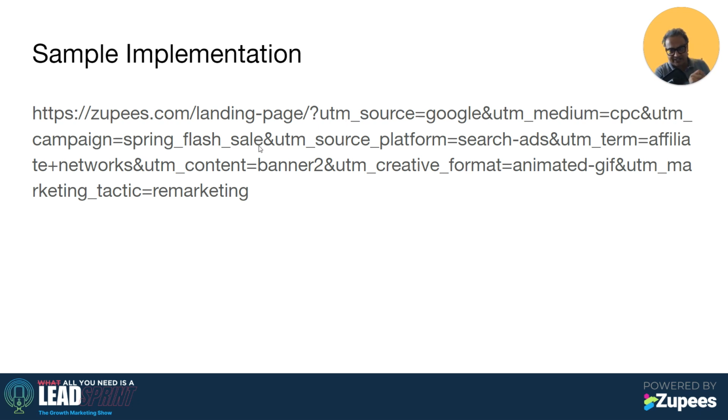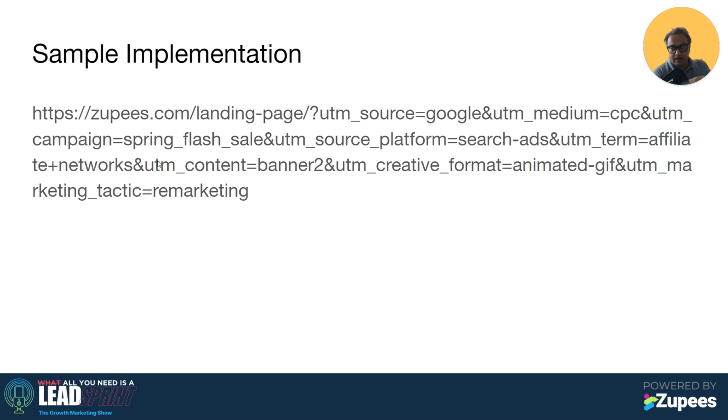Campaign, spring flash sale. So I'm running a spring flash sale for my business and I'm advertising on Google search for this. So the UTM source platform is search ads. See how I added the UTM source platform? Because I could add video, I could add display, I could add something else like network ads. So the source platform basically refers to the specific platform. If you go to Facebook, for example, you have Instagram and you have WhatsApp and you have a bunch of other things. So you could use the UTM underscore source platform value there.